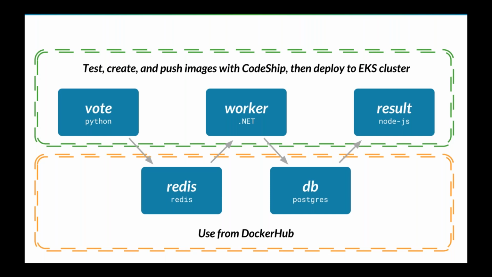But for the other 3 services, we do have to write source code for them, which means that we also have to test it. We have to create the images for it. We have to push the images to some registry so that our cluster can pull them down. We're going to use CodeShip to automate that test, create, and push, and then use CodeShip as well to deploy them to our EKS cluster.